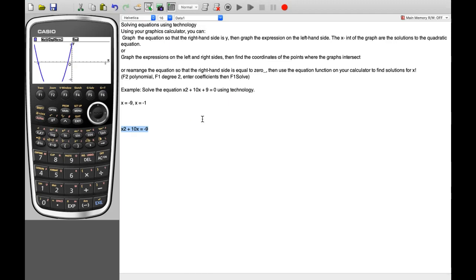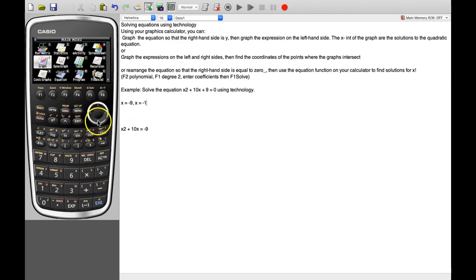Okay then, so I've got that ready to go. How do I find x-intercepts? Well, I go shift, gsolve, root. That tells me straight away that my x-intercepts are x equals negative 9 and x equals negative 1. So they're my two x-intercepts that I can use when I'm solving these graphs, and that's the answers, or the solutions, to my quadratic equation.